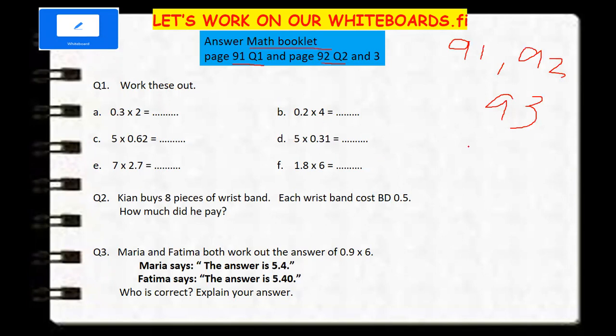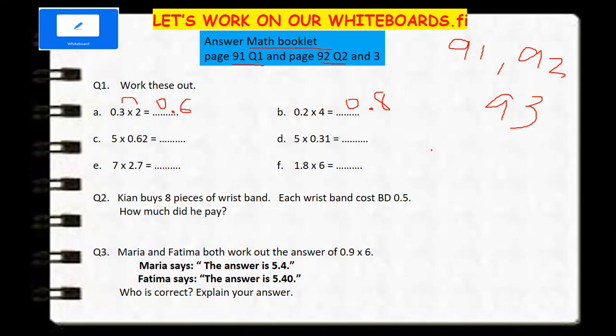So remember how we are going to multiply. So you can multiply it normally. 3 times 2 is 6. How many decimal places? 1 and 0. Okay. 0.2 times 4. 4 times 2 is 8. We have 1 decimal place before the digit. Okay.